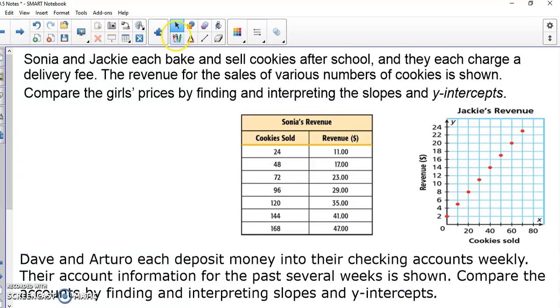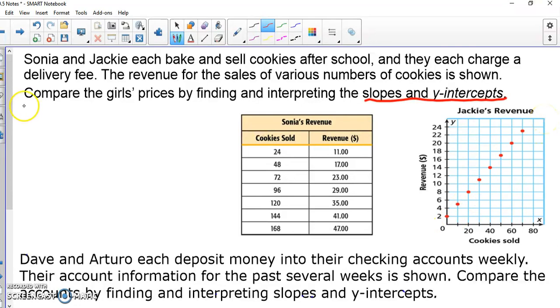Okay, so our problems today are going to be on comparing two graphs. The biggest thing you want to look for is how they want you to compare them. Here we've got Sonia and Jackie. One has a table, one has a graph, and they're selling cookies after school. They each charge a delivery fee. The revenue for the sales of various numbers of cookies is shown. We're going to compare the girls' prices by finding and interpreting the slopes and the y-intercepts. Because on Jackie's here, we can pretty clearly see that this is a linear equation.